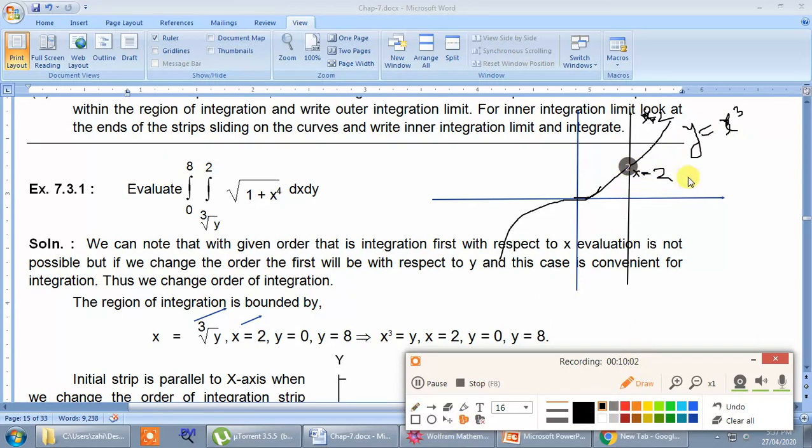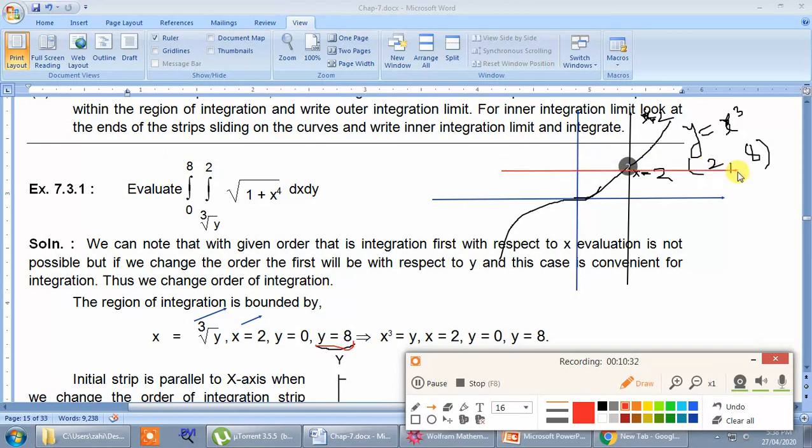Okay, so what is this point of contact? So this point of contact obviously will be x is 2 and y is equal to 8. Now it is very easy to recognize where this curve passes through. So this curve y equal to x cube passes through the common point, that is number 2. Okay, so let me draw a straight line passing through this point of contact.